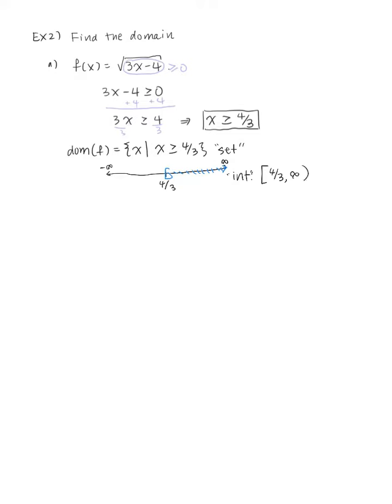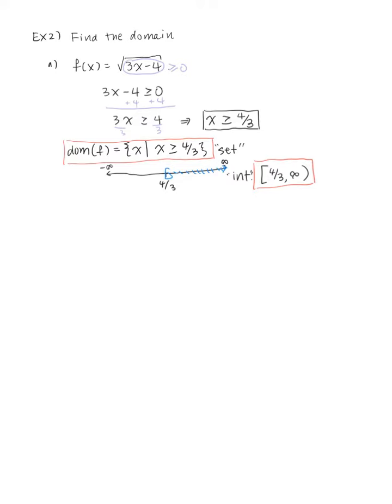So here is the domain in set builder notation. I usually just call it set notation. And then here is the answer for the interval notation. So this is basically telling you that if you plug in any number that is greater or equal to 4/3, our square root value will be defined.